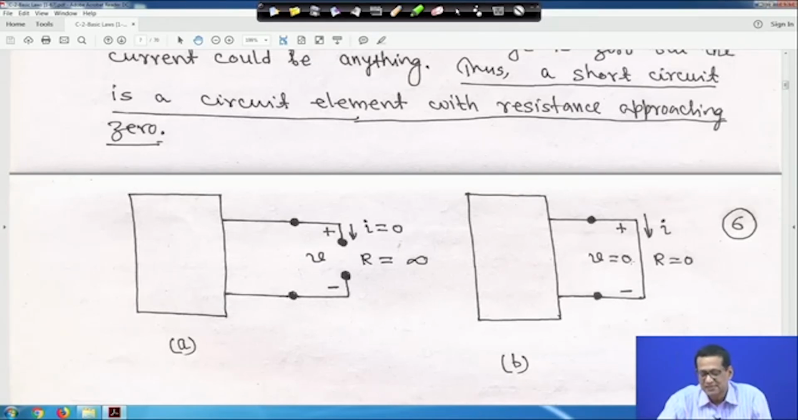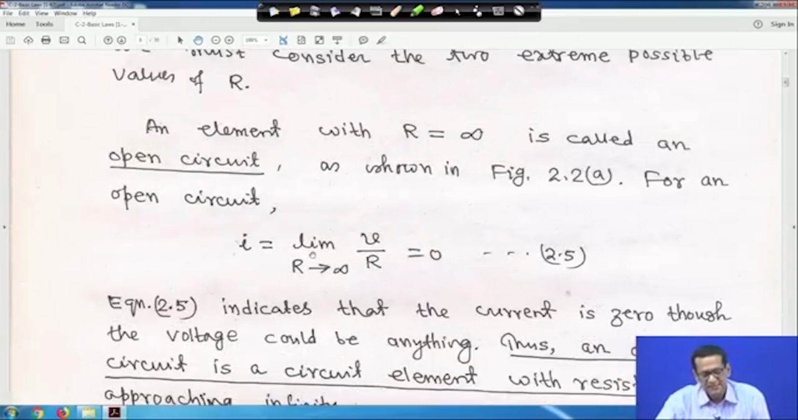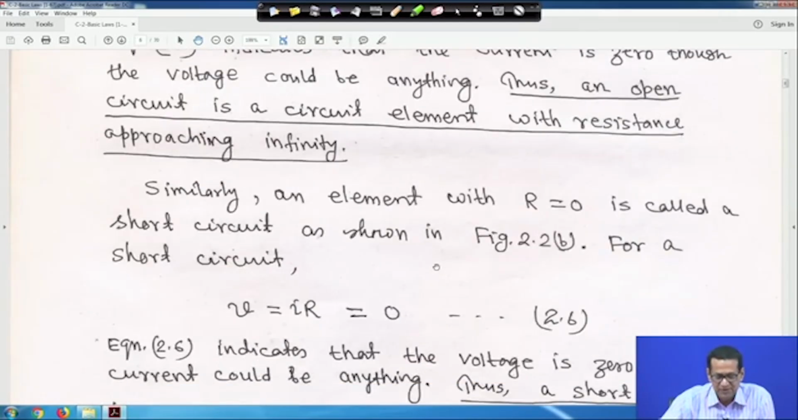So, that is why V is equal to 0; this is a short circuit, and this is an open circuit. When R tends to infinity, the limit of V by R will be 0, right. So, it is an open circuit when I is equal to 0. Similarly, when V is equal to IR, for a short circuit, right.